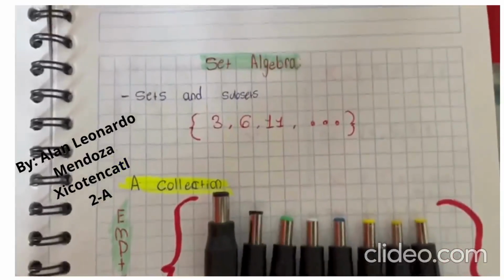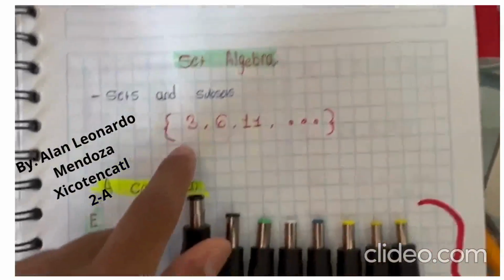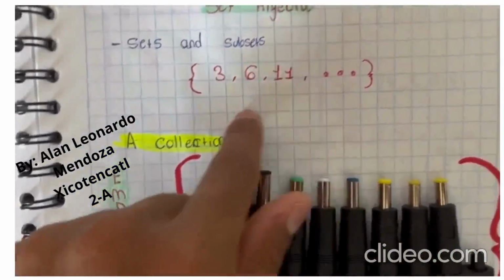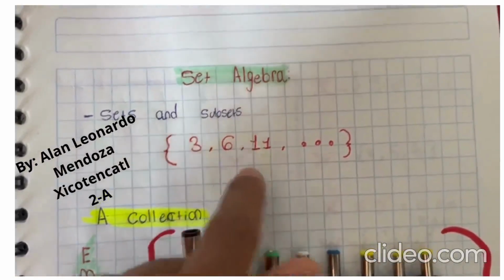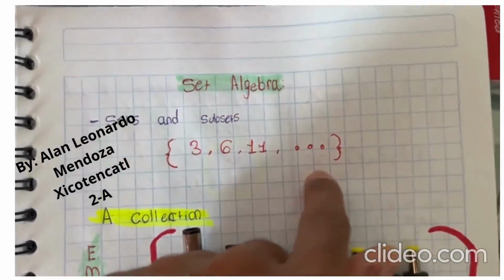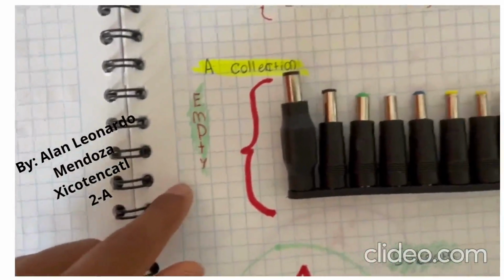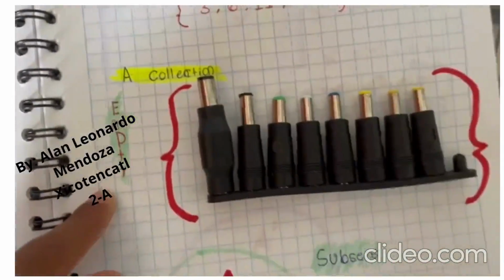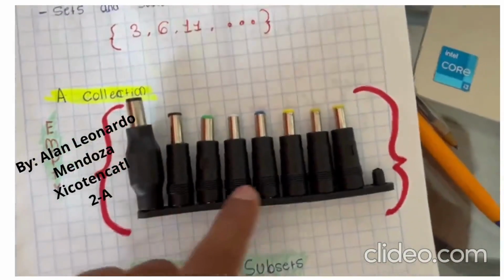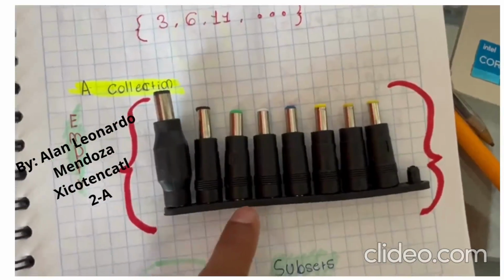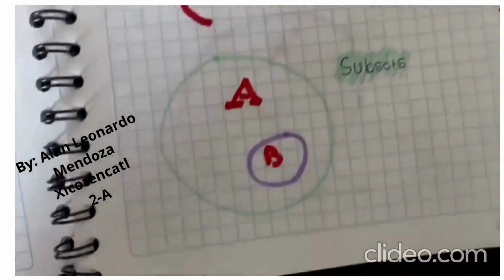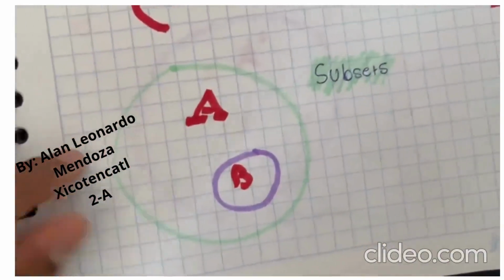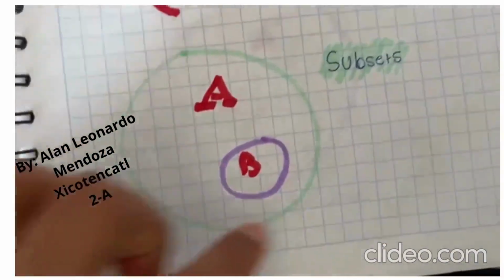Sets in algebra, with elements inside the sets. In this case, the real numbers 3, 6, and 11 are contained in the set. A set represents a collection, and it can contain many types of objects. It can also be an empty set. Subsets are sets inside other sets.